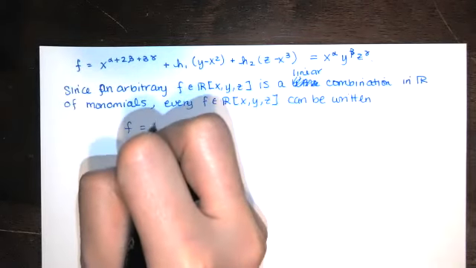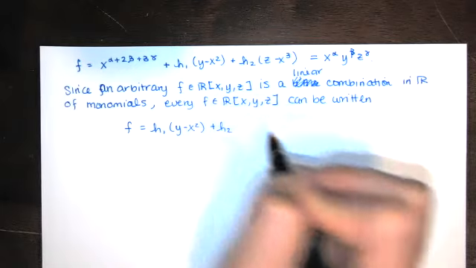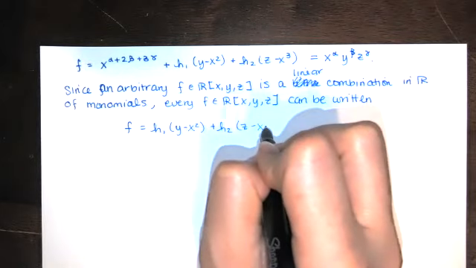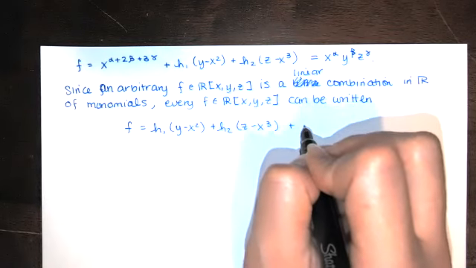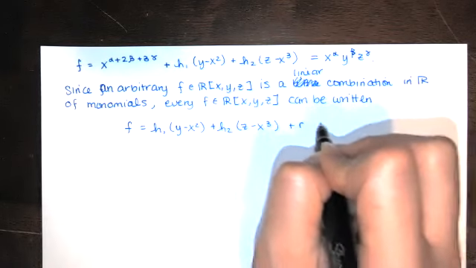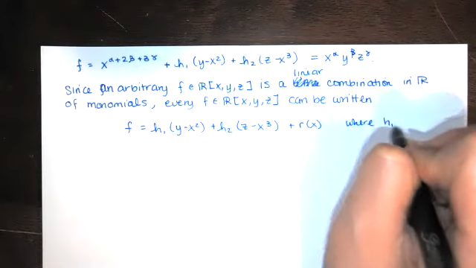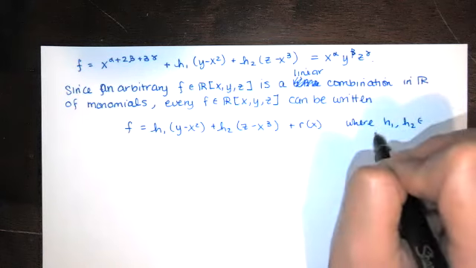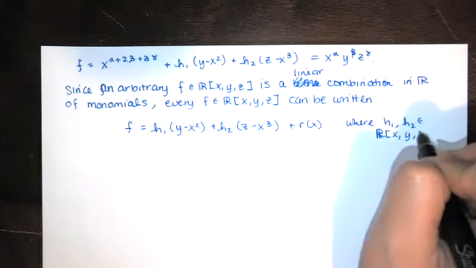So f can be written as h1 times (y minus x squared) plus h2 times (z minus x cubed) plus r, where r is a function of x, where h1 and h2 are polynomials in our polynomial ring. And the polynomial ring we're interested in is this one.